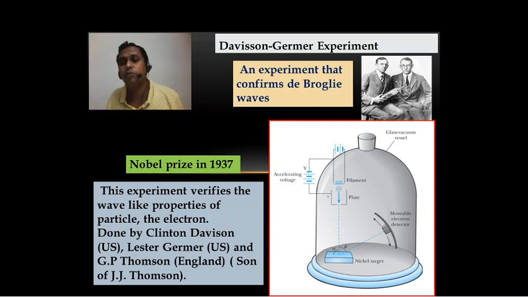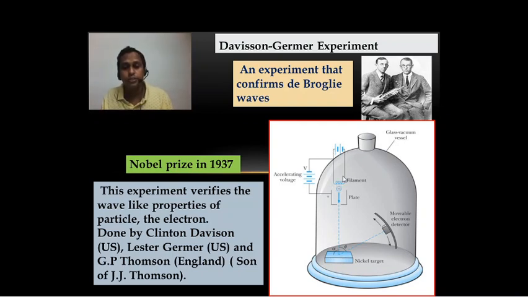Now we are moving to the experimental part of the Davisson Germer experiment. We can see there is a filament and there is a supply. Due to this supply, there is a flow of current, so this filament gets heated. Due to thermionic emission, a lot of electrons are ejected from this filament.